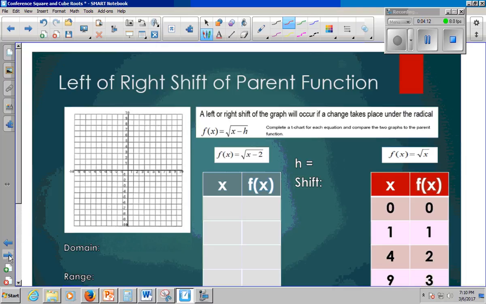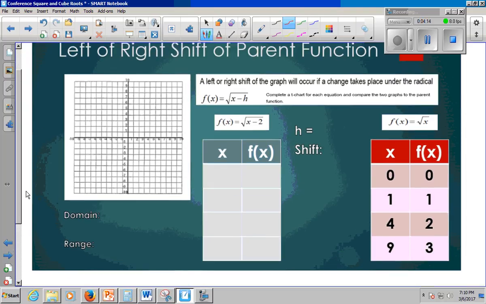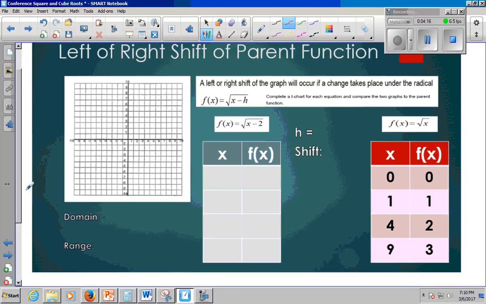All right, so what about a shift? So we have a left or right shift of a parent function will occur if a change takes place under the radical. So here we see a negative h in our formula. Well, here's a minus 2, right? So we can see that if we have x minus h, it's easy to see that h is 2. So this is going to be a shift 2 units to the right. Again, we're always going to put what's under the radical greater or equal to 0. Cool. Let's use the actual number 2.